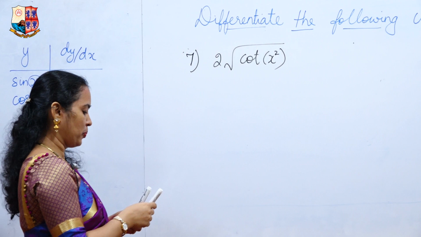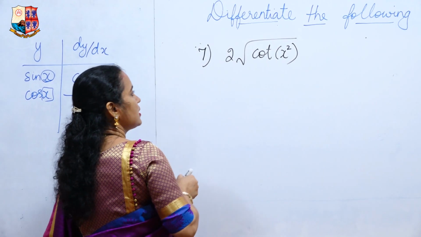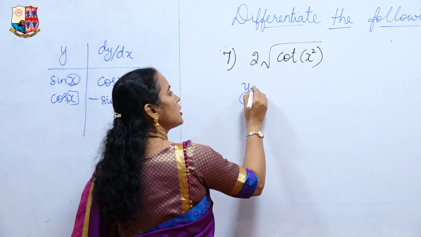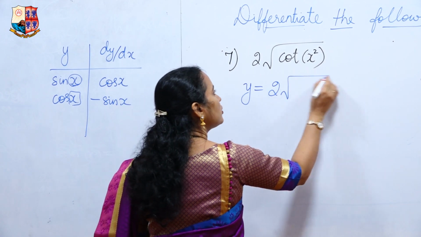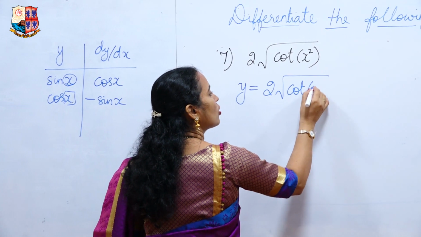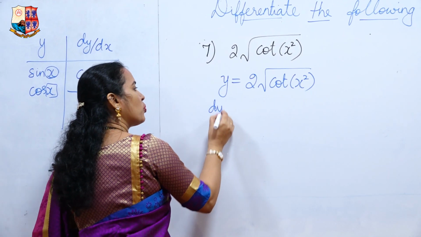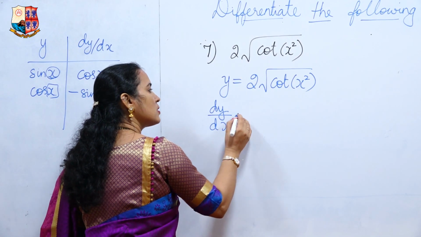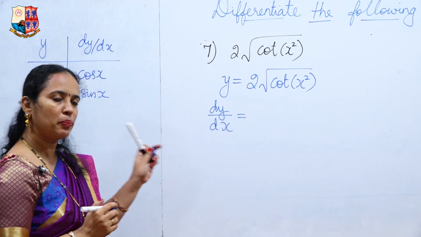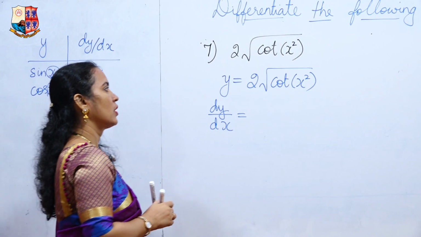Let's go for the seventh problem. As usual, take the given function as y. y is equal to 2 square root of cot of x square. Differentiate y with respect to x. So don't forget to write dy by dx in your left hand side.